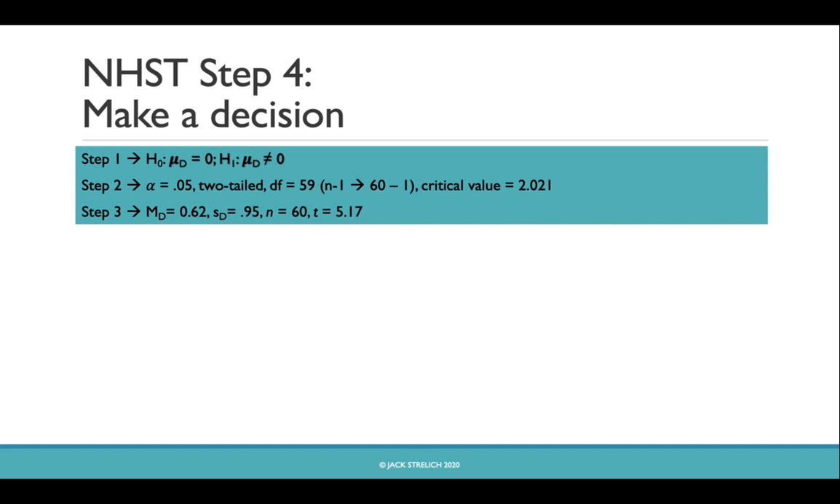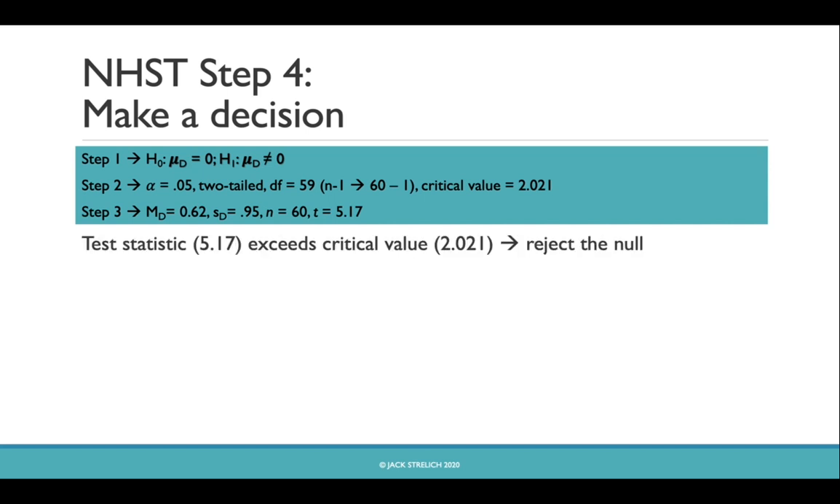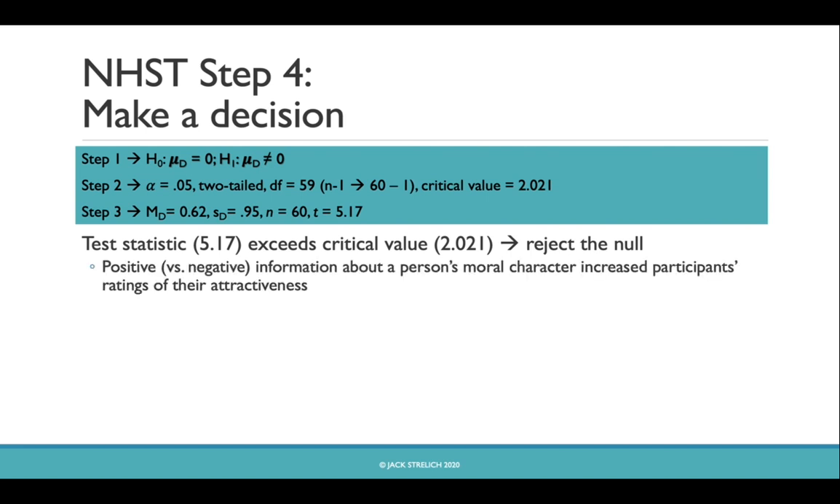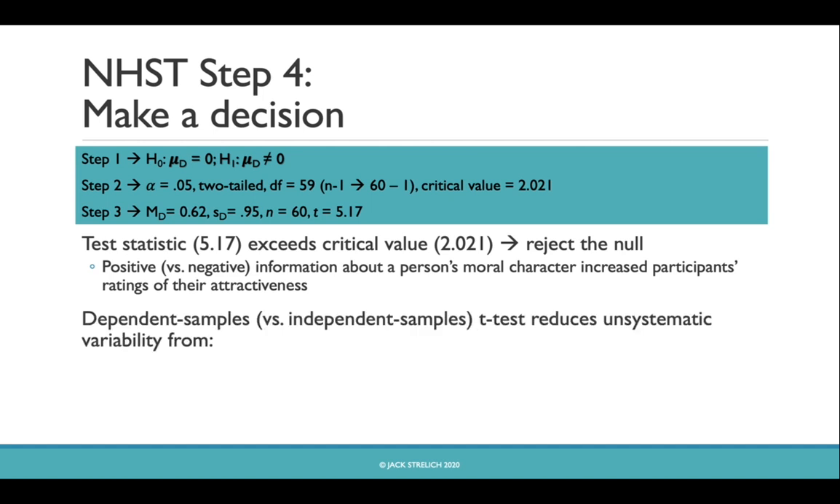Finally, step 4 of null hypothesis significance testing is to make a decision. Our test statistic, 5.17, exceeds the critical value, 2.021, that we identified previously, and so we reject the null, and conclude that positive as opposed to negative information about a person's moral character increased participants' ratings of their attractiveness.